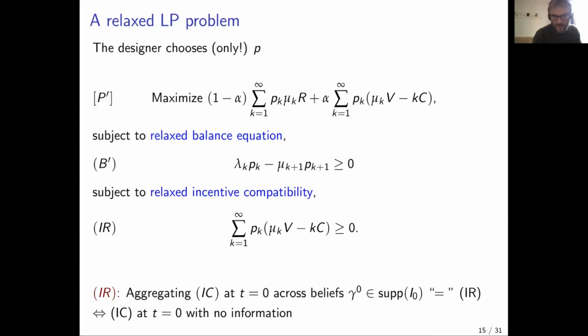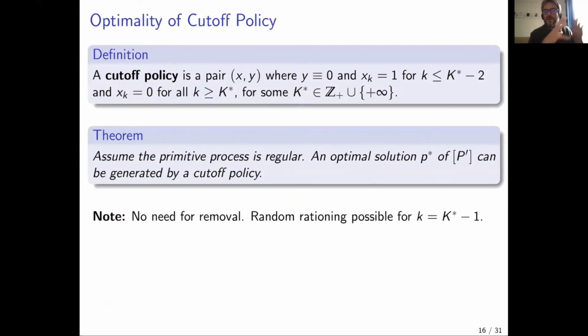Okay, so let me move on and give you the first result, which is about, again, this relaxed problem. In order to state the result, let me introduce an additional definition. A cutoff policy is a pair of an entry rule and an exit rule, so that the exit rule is always 0, meaning no agent is removed from the queue. And there is an integer cap k star, so that when the queue length is larger than k star, all agents will be turned away. No agent will be recommended to join the queue or allowed to join the queue.